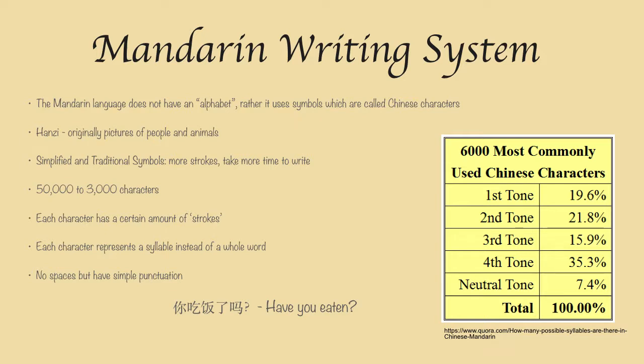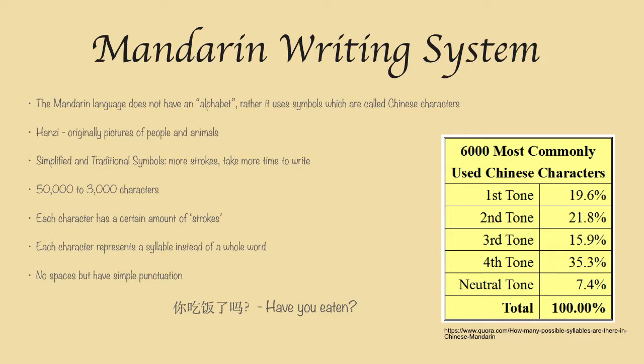We now know that the Mandarin language doesn't have an alphabet, it has a set of characters. These characters are broken into simplified and traditional characters. The traditional characters are less commonly used due to the fact that they have more strokes and take more time to write. More seen is simplified characters. The characters in the written language are called Hanzi, and these characters originally started out as ancient pictures of humans or animals, but today the pictures don't mean what they used to.